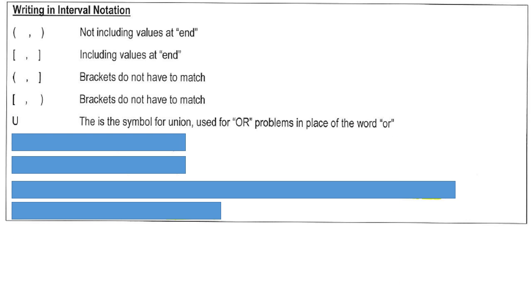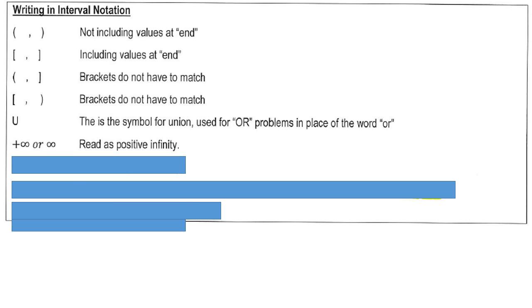The U symbol that you will see represents union, and we use this in the OR problems in place of the word OR. And as I said, you're going to see this in the examples that we do together shortly.